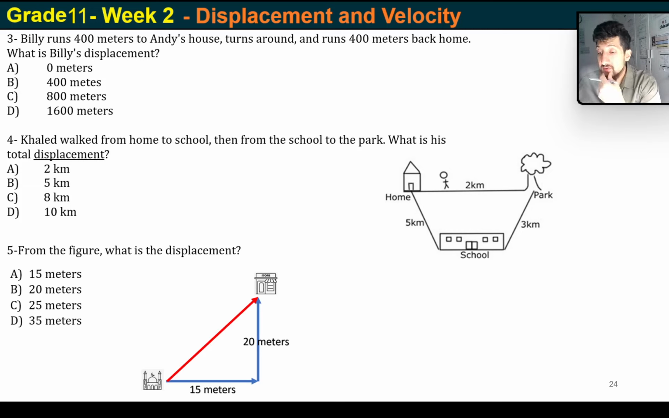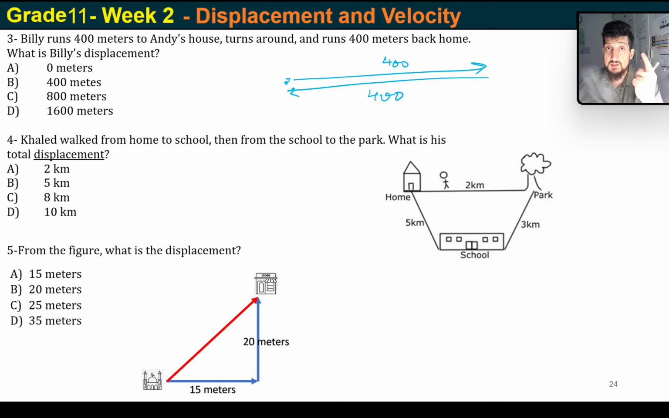Billy runs 400 meters to Andy's house, turns around and runs 400 meters back home. What is Billy's displacement? Okay, so he's gone 400 meters one way and then straight back home, 400 meters. Now, in order to answer this question, you have to know one fact. What is displacement? Displacement is the change in position. It is the final position minus the initial position. Billy started at home and he ended up at home. His displacement is 0. That's the right answer.